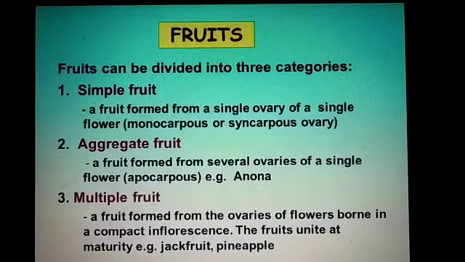Okay, simple fruit, only one ovary in a single flower. Aggregate fruit, several ovaries of a single flower form the fruit. Multiple fruit, the fruit is formed from the ovaries of flowers borne in a compact inflorescence.